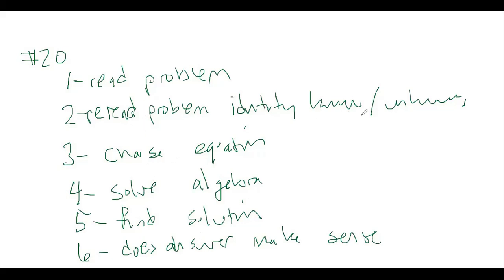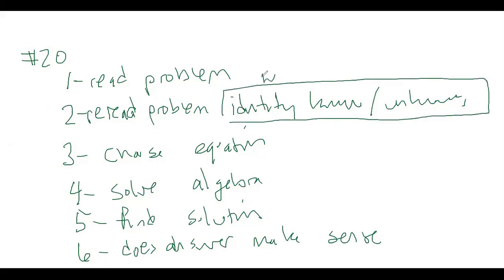This is essentially writing down our variables right here. 3, we go and we choose our equation that allows us to solve for our unknowns. 4, we do our algebra to isolate our unknowns. 5, we put our numbers in, find a solution. And 6, we say, does it make sense?